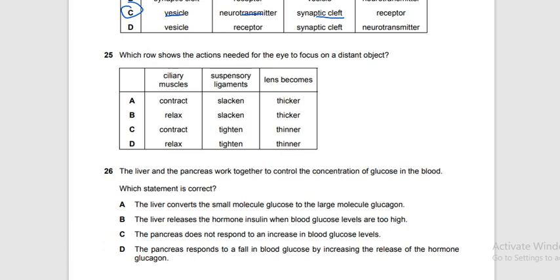Now we have 25. Which row shows the action needed for the eye to focus on a distant object? Now, for the eye to be focused on a distant object, the lens needs to be thinner. And the suspensory ligament connects to the ciliary muscles. So what needs to happen is the suspensory ligament will tighten, for the ciliary muscles to relax, for the lens to become thinner. So your answer will be D, 25.